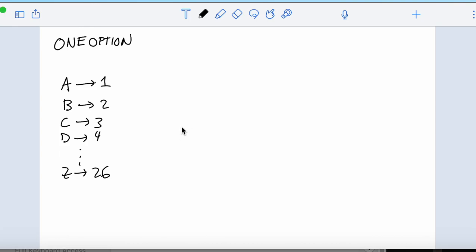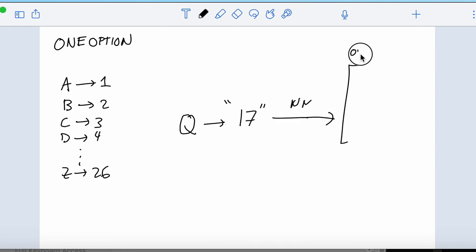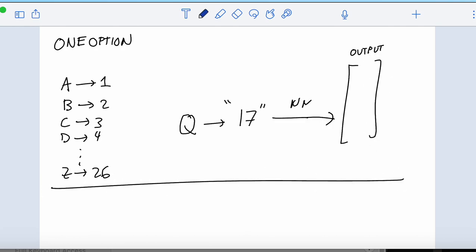Okay, so Q goes in as 17, and then you take the number 17 and you do stuff to it. Like you multiply it, right? Those are the things we were talking about. You multiply it, you do ReLUs, you do all sorts of stuff to it. That's the neural network part. And then you get the outputs. That's one possibility.